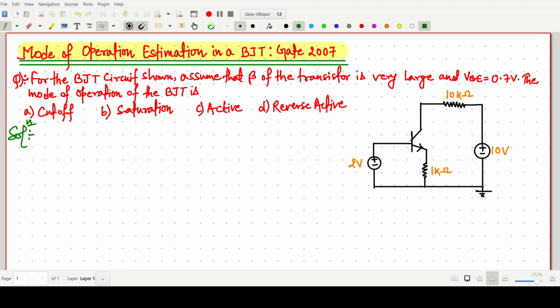In this question, the given things are for the BJT circuit shown. This is the BJT circuit with a very large beta value, and the base emitter junction voltage is 0.7 volt. Then we have to find the mode of operation of the BJT: either cutoff, saturation, active, or reverse active mode.